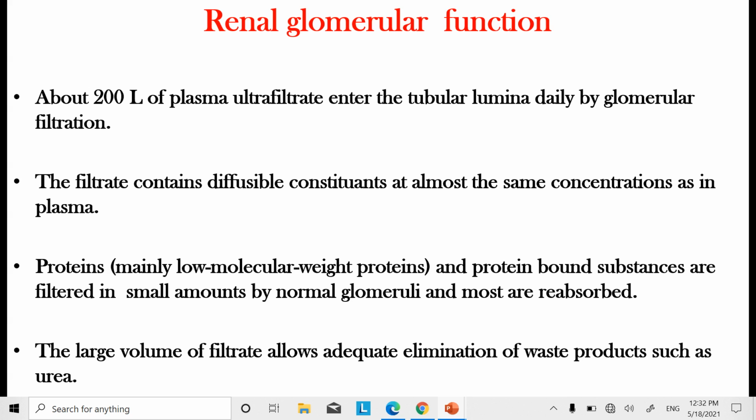The large volume, which will be about 200 liters of plasma, is very beneficial to our body, because this large amount of fluid, large volume, will allow the elimination of the waste product.